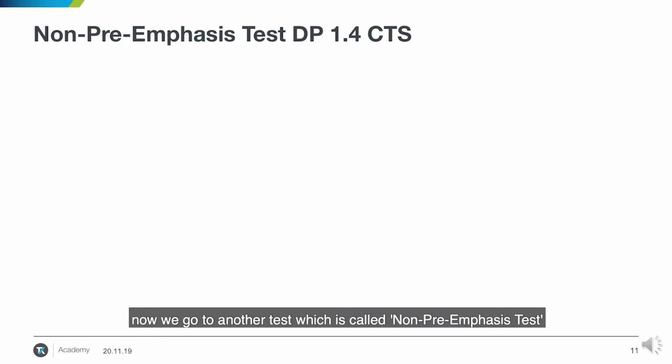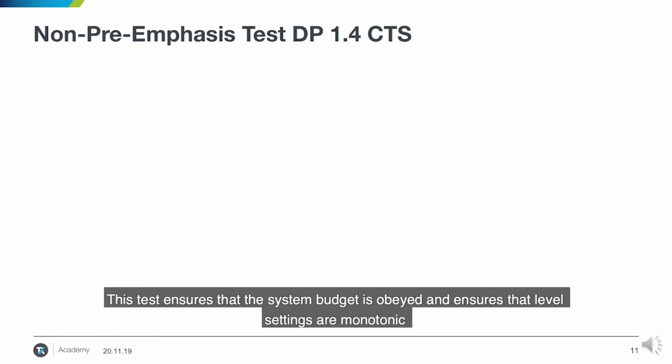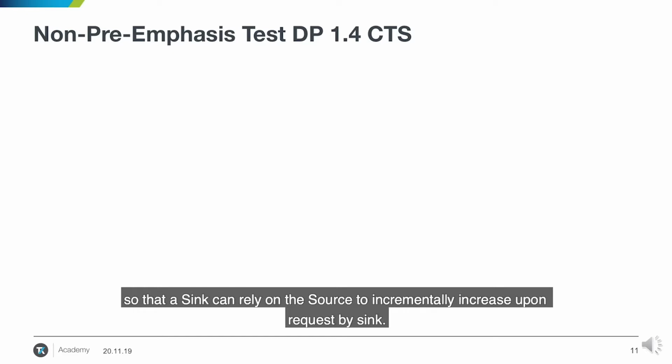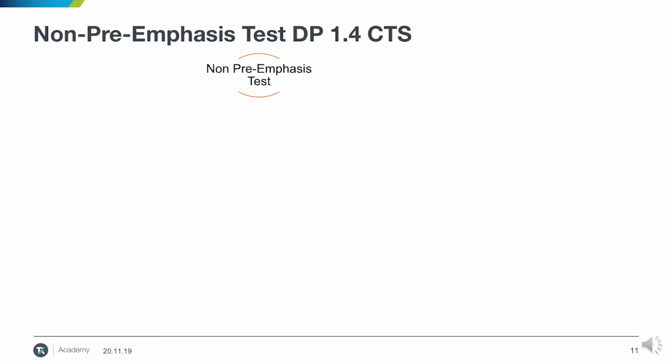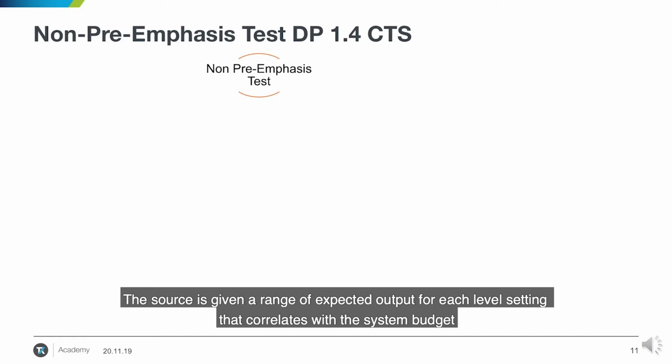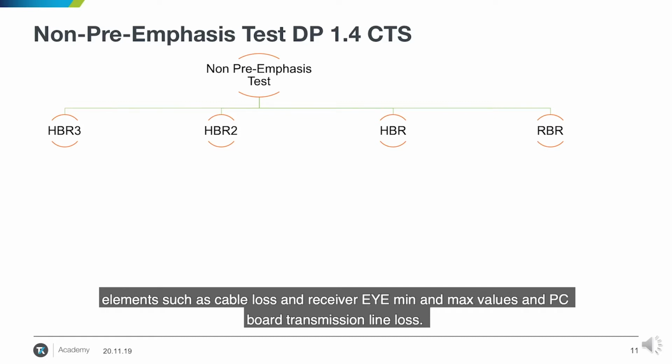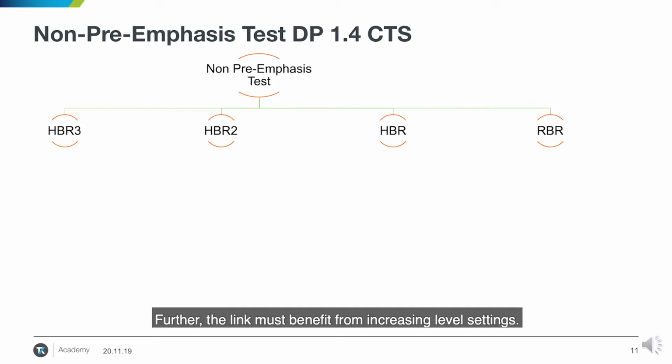Now we go to another test, which is called non-pre-emphasis test. The test ensures that the system budget is obeyed and ensures that the level settings are monotonic so that the sink can rely on the source to incrementally increase upon the request by sink, as defined in the standard. So the source is given a range of expected output for each level setting that correlates with the system budget elements, such as the cable loss and the receiver eye minimum and maximum values and PC board transmission line loss. Further, the link must benefit from increasing level settings.